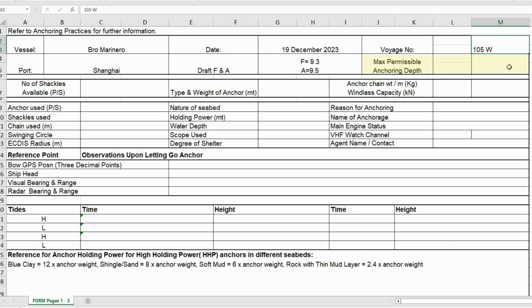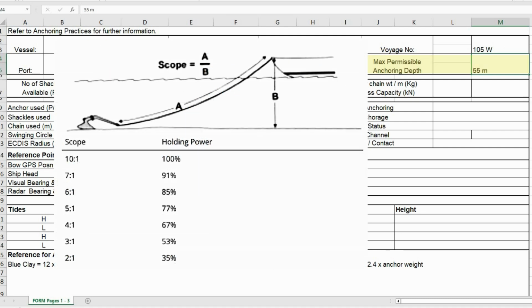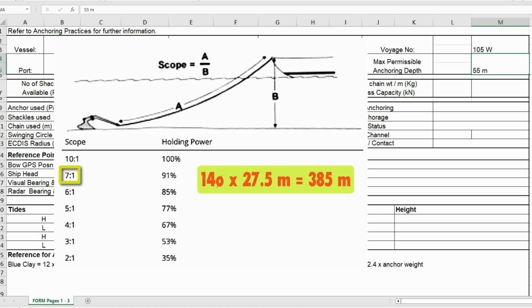Maximum permissible anchoring depth. How can this be determined? It is generally considered that the anchor holds well if the scope, that is, the ratio of the length of cable paid out to the depth of water is 7:1. So, in our case, if we pay out all 14 shackles, that is 385 meters of chain, to get this ratio, the maximum depth is 55 meters.